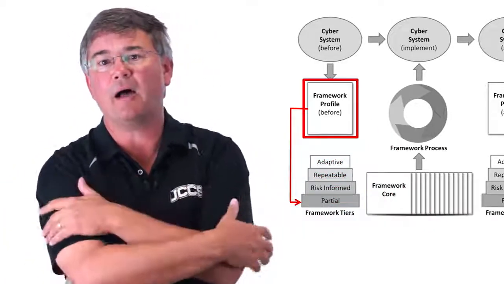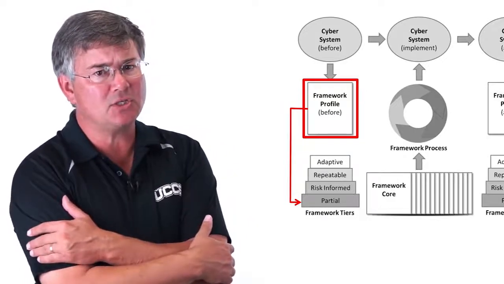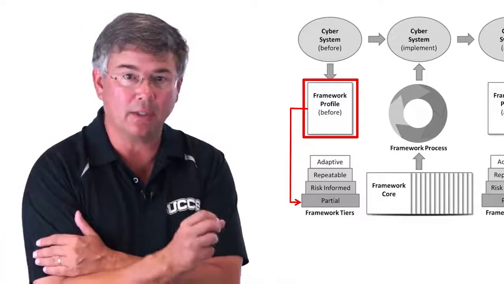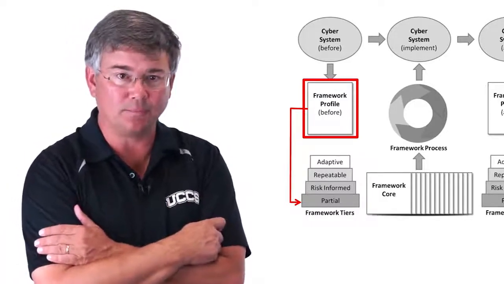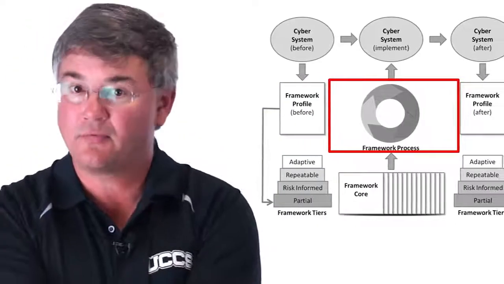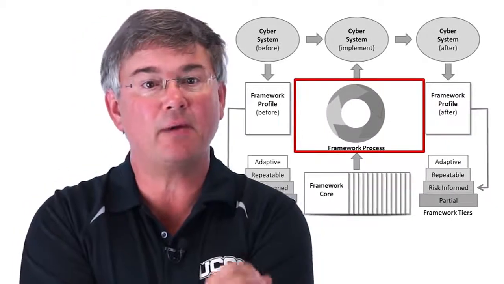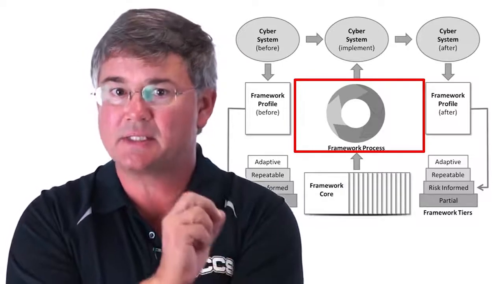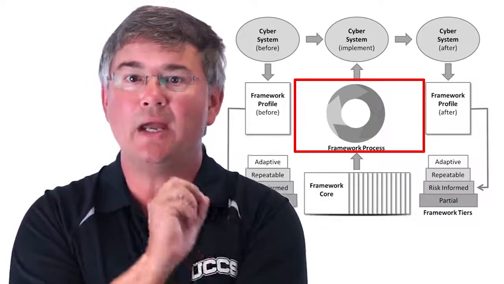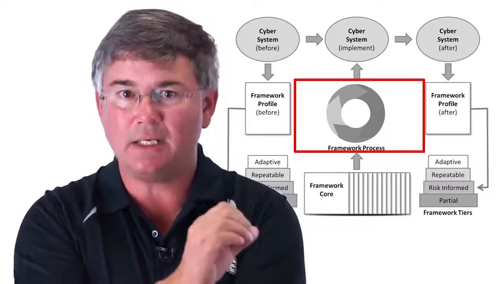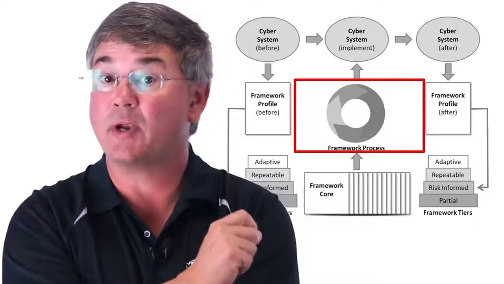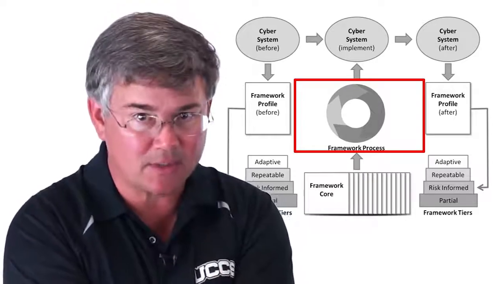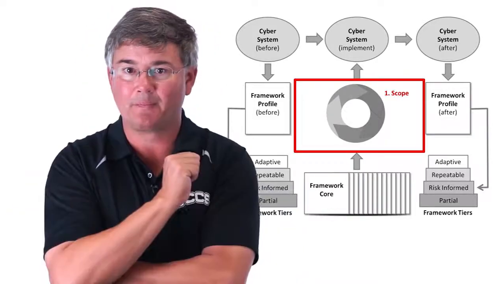A framework profile is an assessment of the organization's tier level based upon the degree to which it currently conforms to the framework core. The framework process employs the framework core, framework tiers, and framework profiles in a 7-step process to incrementally achieve increasing levels of protection. The framework process is a collaborative process between system operators and business managers.